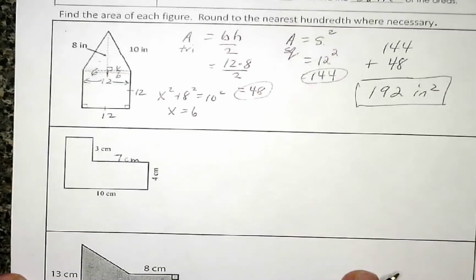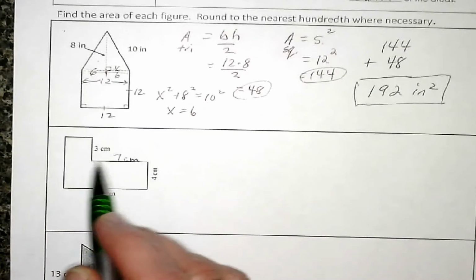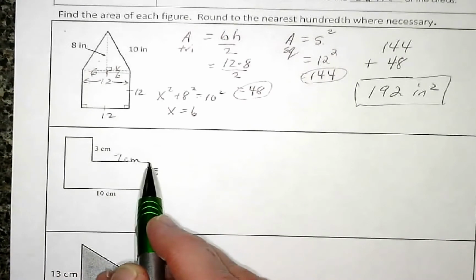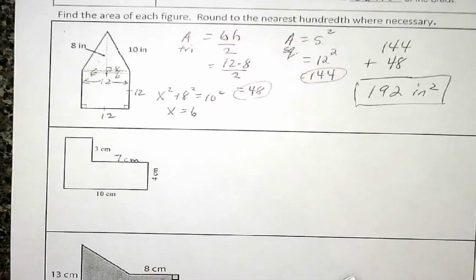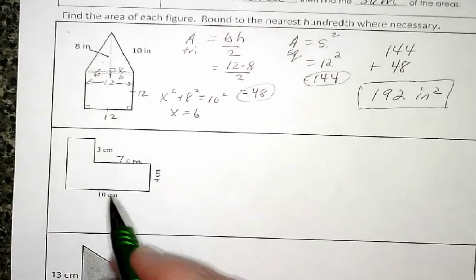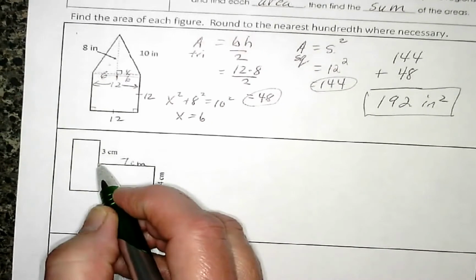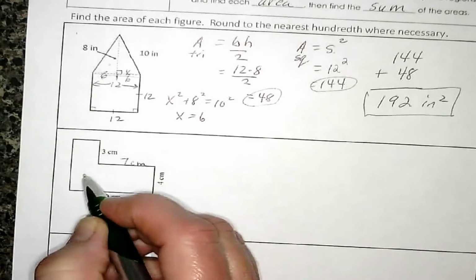Second example, there's one typo on here. You need to put that this side right here is 7 centimeters. Okay, now you'll see this one isn't divided up for us. There's several different ways we can do this one. We can divide it with a line going straight down here to cut that into two rectangles here and here.